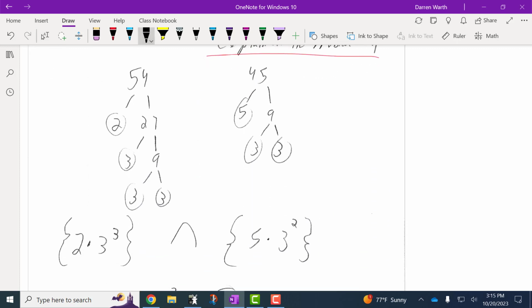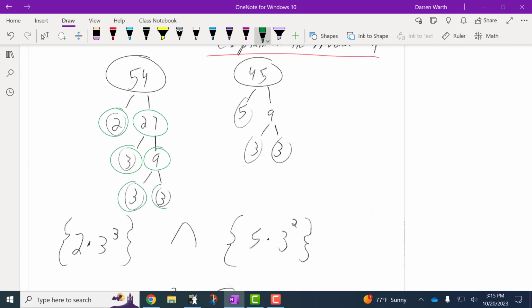So I take those two numbers right here, 54 and 45, and I'm going to do a prime tree of those two. So when I do my prime tree, I've got 2 times 27 is 54. I break down the 27, 3 times 9, and then 3 times 3. And you're going to notice that those prime numbers on the outside are your prime factorization. And so that's going to come out to be 2 times 3 to the third, because there's 1, 2, and 3 3s. And I go and do my prime tree of 45.